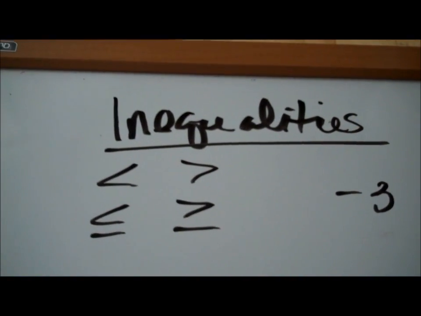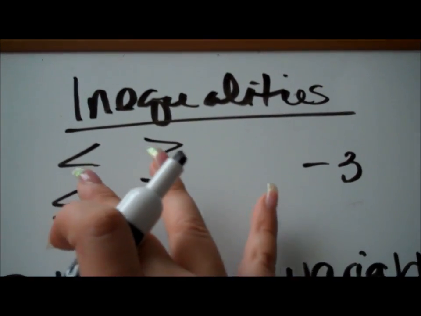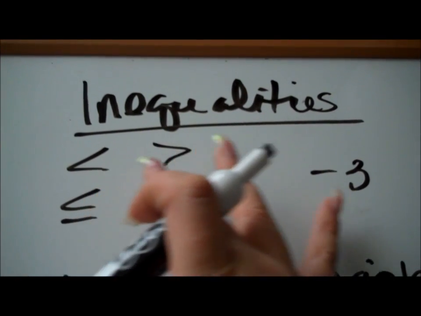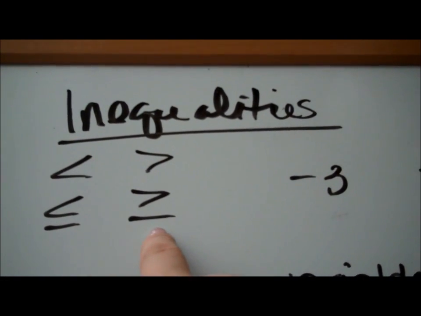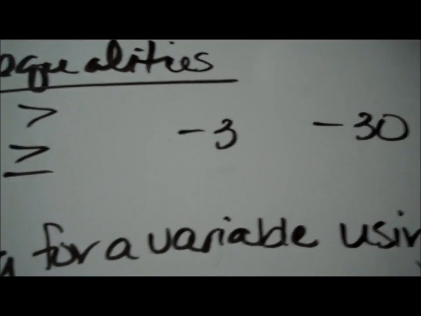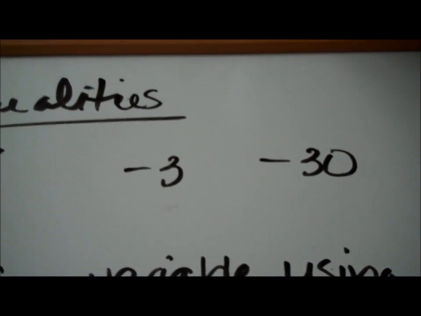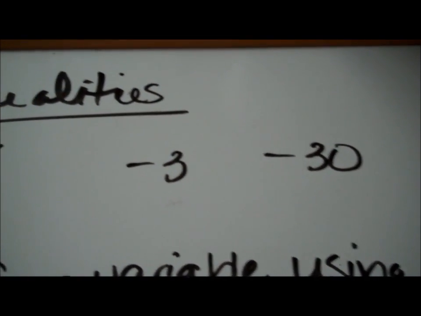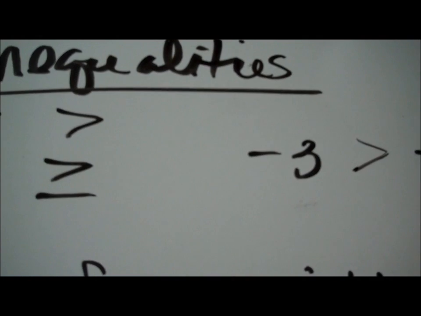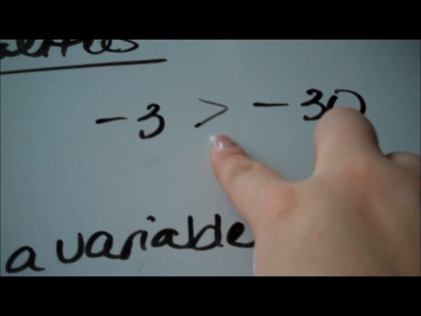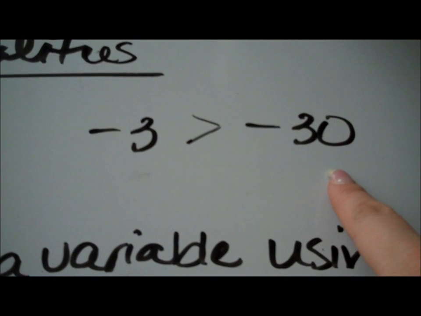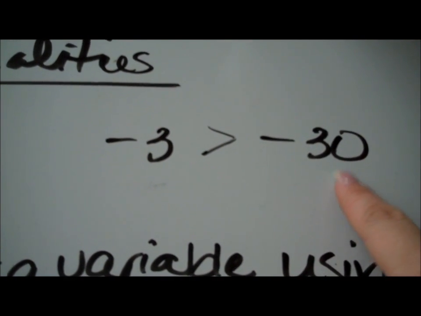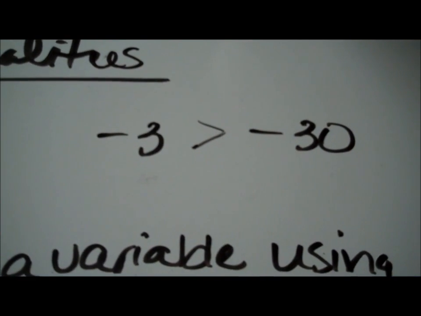Next, we're going to go over inequalities. We talked about the difference of the inequalities here. So this is less than, greater than, less than or equal to, and greater than or equal to. So if I had a question like this and I asked you to place an inequality symbol through the center, you would use a greater than symbol because a negative 3 is bigger than negative 30 because, again, negative 30, you're owing more, or if we're thinking temperature, this is a lower temperature than this.